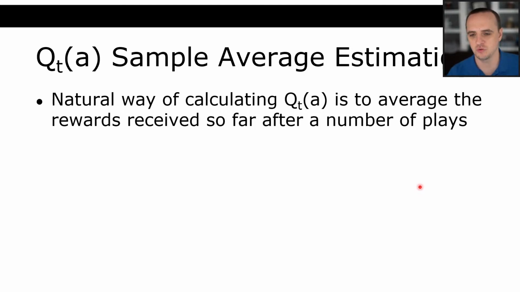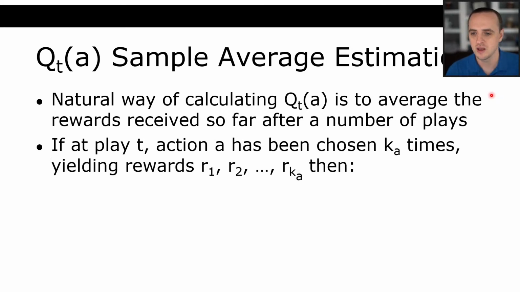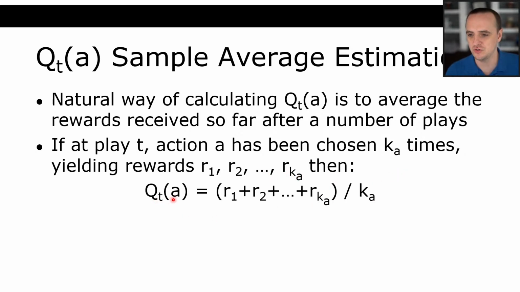The sample average estimation. Well, the natural way of calculating QT of A is to average the rewards seen so far after some number of plays, right? So if at play T, action A has been chosen KA times, yielding rewards R1 through RK, then we just have QT of A is equal to the sum of all the rewards divided by KA. I know that formulas can be scary sometimes, but this is dead simple. It just says add up all the things you got from the slot machine and divide it by the number of times you played the slot machine. It's the literal definition of average.